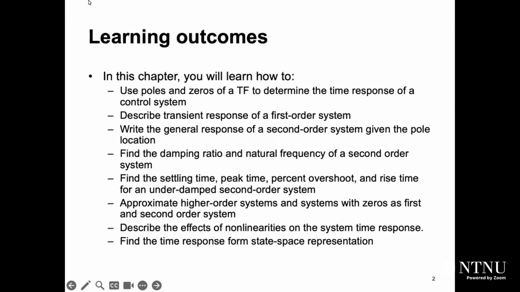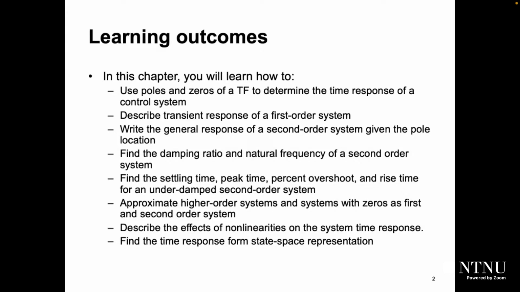So we need to learn how to use poles and zeros of a transfer function to determine the time response of a control system. When we look into poles and zeros, it should be possible for us to find the time response of your control system. We need also to describe the transient response of the first order system. We need to write the general response of a second order system given pole locations.